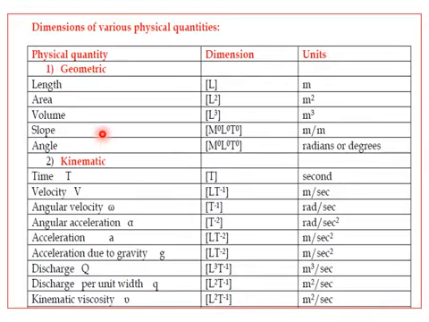Before we go for Rayleigh's method or Buckingham's pi method, we should know the dimensions of various physical quantities. In geometric quantities, length is expressed as L, area is L square, volume, that is meter cube, is L cube. Slope, say one horizontal to one vertical, is a dimensionless term, M to the power of 0, L to the power of 0, T to the power of 0. Similarly, angle is also M to the power of 0, L to the power of 0, T to the power of 0, and it is expressed in radians or degrees. Similarly, we have the physical quantity related to kinematics, that is time, expressed as T.